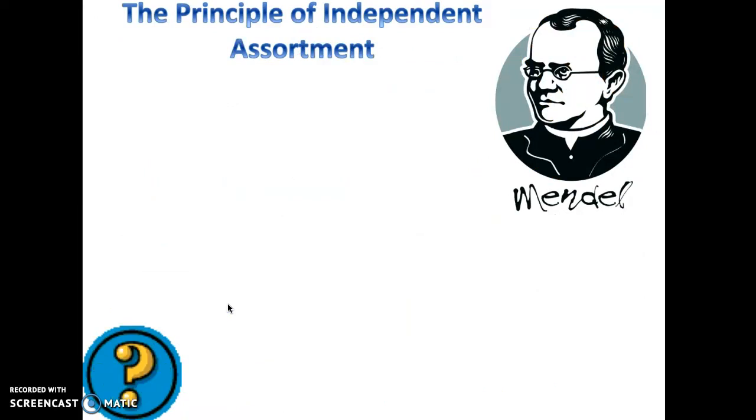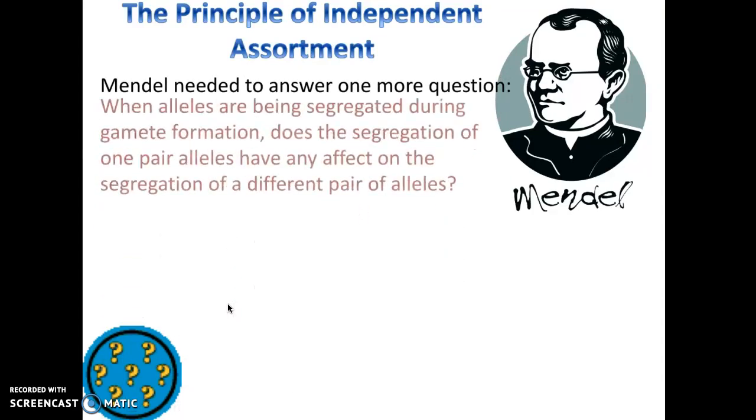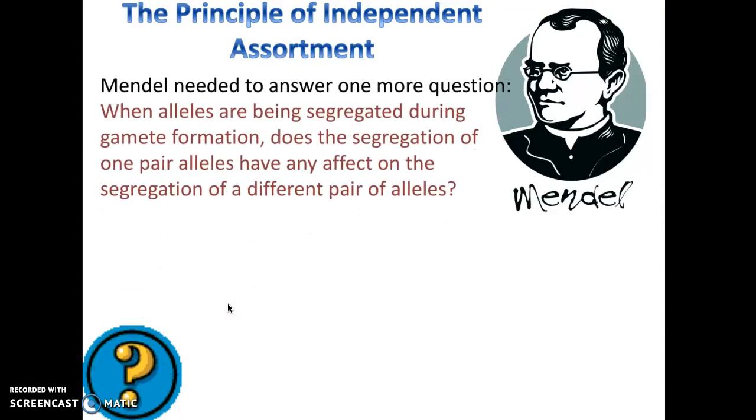Principle of independent assortment, not really going to focus on this one. In fact, I'm pretty much going to skip it entirely for the academic kids. My honors kids, we'll talk about this some next week when I get back. Mendel needed to answer just one more question. When alleles are being segregated during gamete formation, does the segregation of one pair have any effect on the segregation of the other alleles?